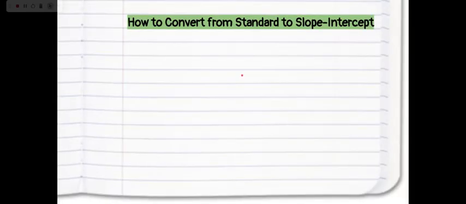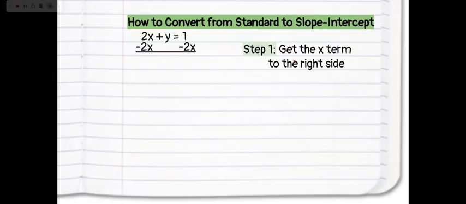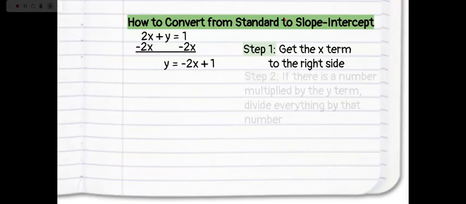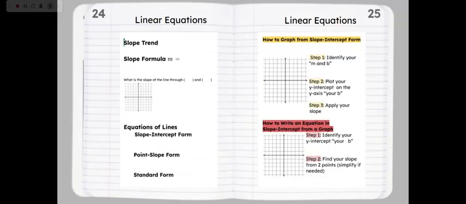How to convert from standard form to slope-intercept form. What I think some of y'all were doing was converting it to graph it. You weren't just straight up graphing it. So I have 2x plus y equals 1. And if I want to graph it, I need to get my x terms to the right side. I need my y term all alone. So how do you move something over? You do the opposite. So I subtracted 2x. And then I don't need to do anything else. y equals -2x plus 1. And then you can graph it.